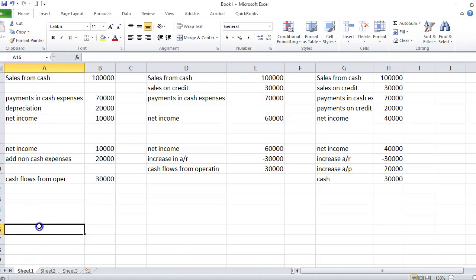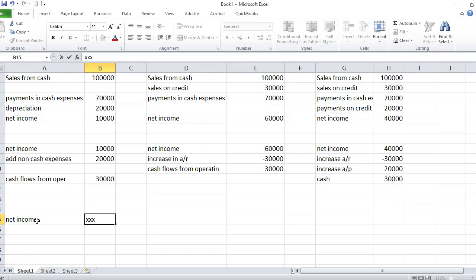Okay, let's create a cheat sheet. Net income is what we start with. When we increase an asset, we subtract. When we decrease an asset, we add.